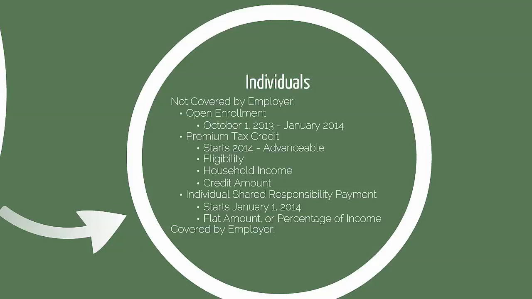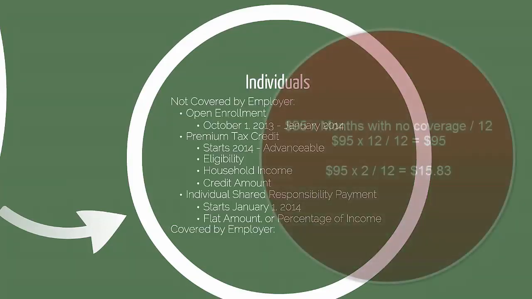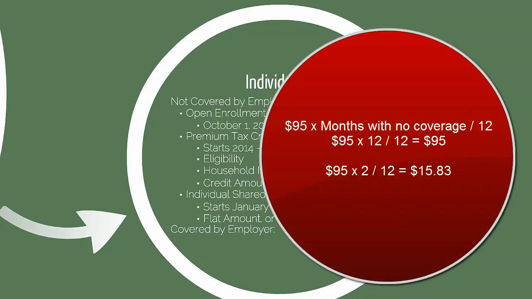All right, that computation is very complex, but here's a small example. A taxpayer does not have coverage for 12 months. The minimum penalty would be $95 for 2014 times the months with no coverage, which was 12 months without coverage, divided by 12. So their fee would be $95.